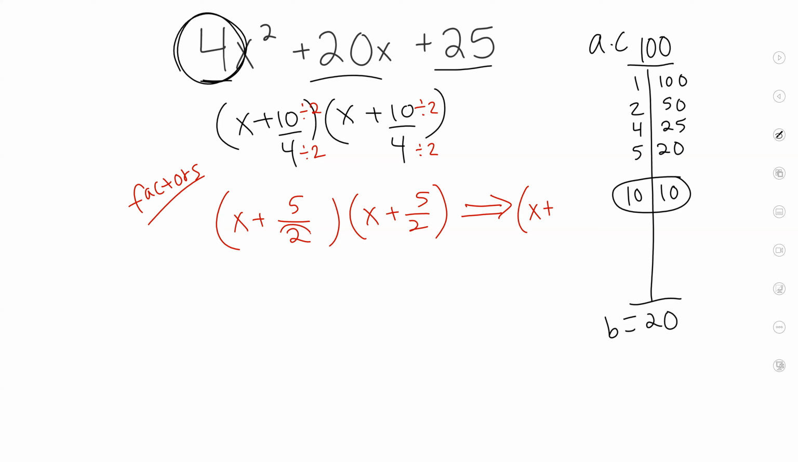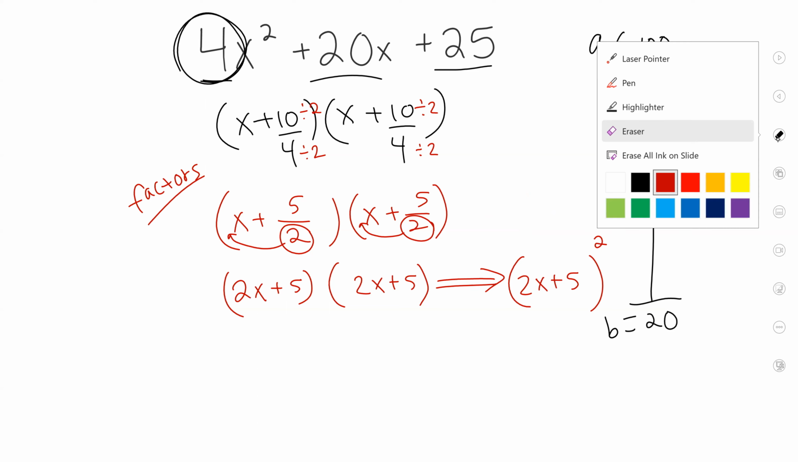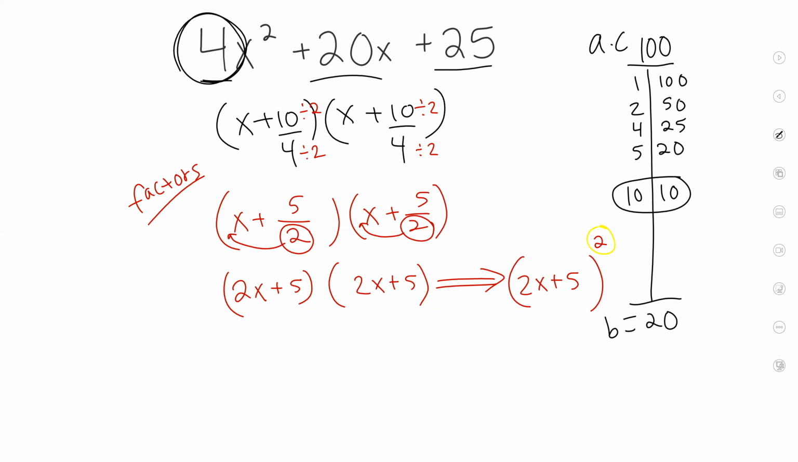Bring the denominator to the front. Bring the denominator to the front. So this can be written as 2x plus 5. And what I was going to say was you can rewrite this as 2x plus 5 squared because they're 2 of the same thing. So instead of writing it twice, write it one time and just put a little squared on it.